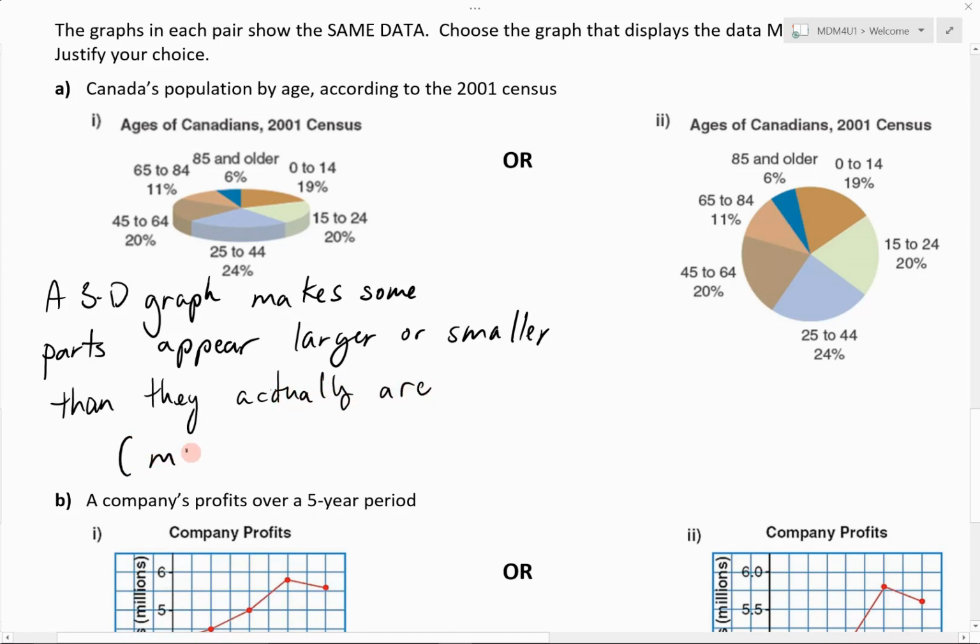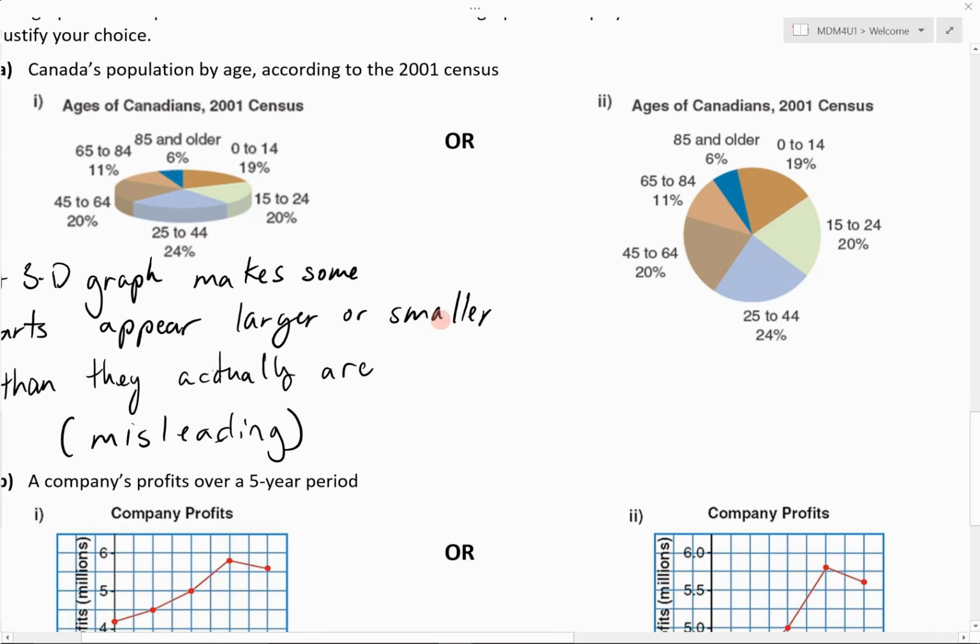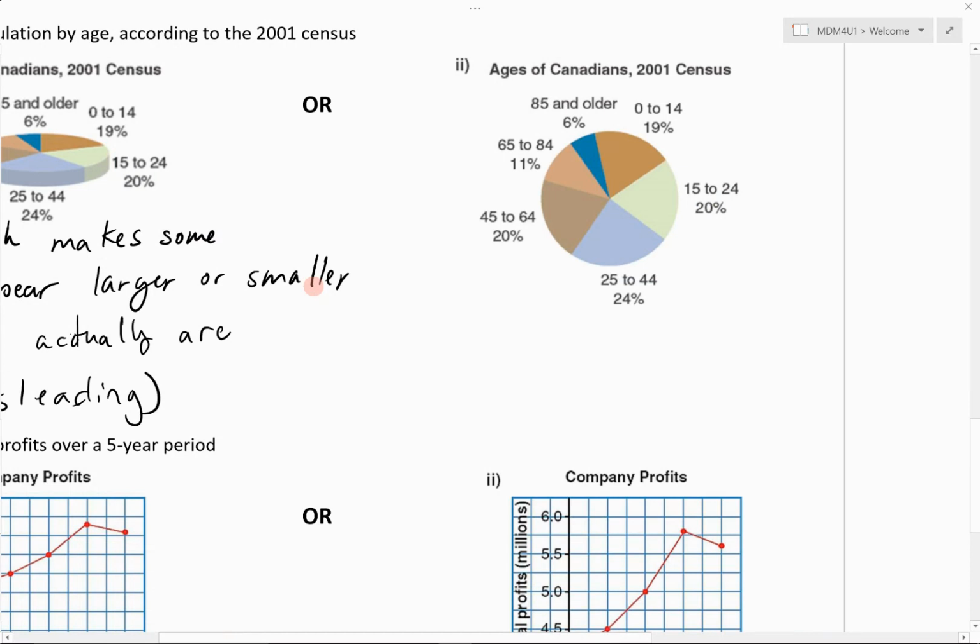So what we have here is something that's misleading. Someone might be trying to emphasize this 25 to 44 age group and using an eye-popping 3D chart to emphasize some kind of point that they're trying to make. It could be some other presentation. And they're trying to put the 85 and older group further in the back, trying to make it go unnoticed, right? That kind of thing. Whereas a 2D graph is the better representation. It's the more fair representation of the data.